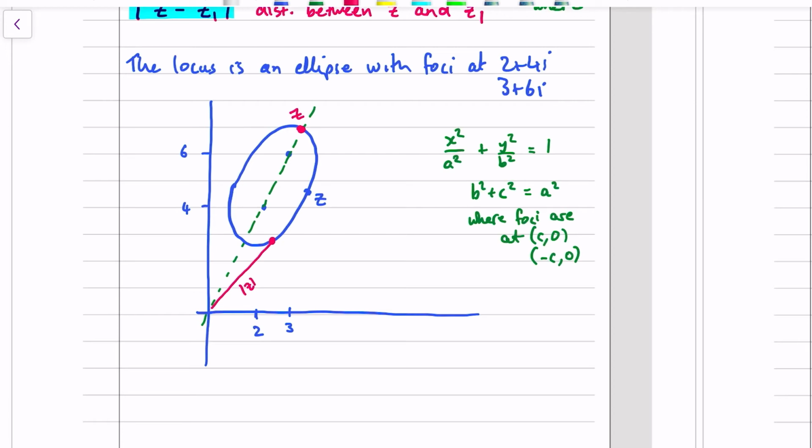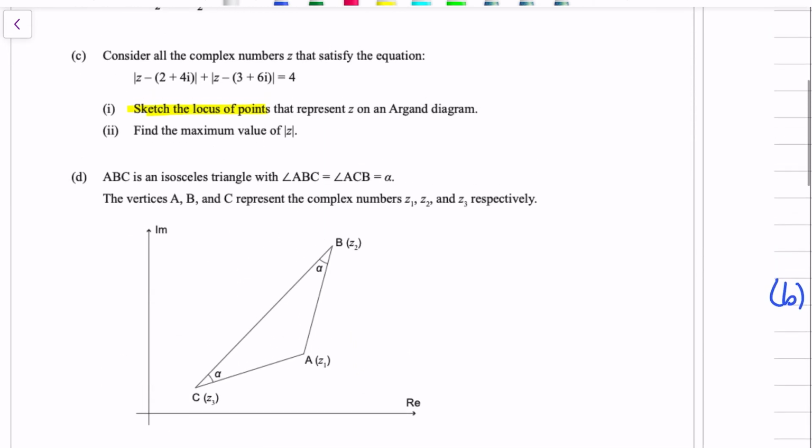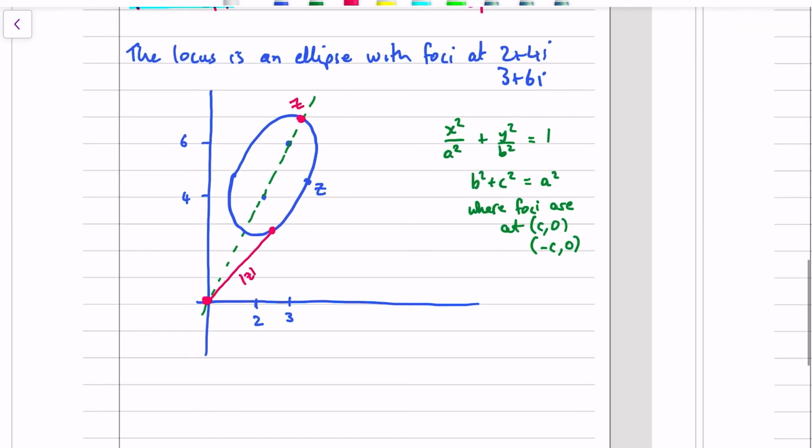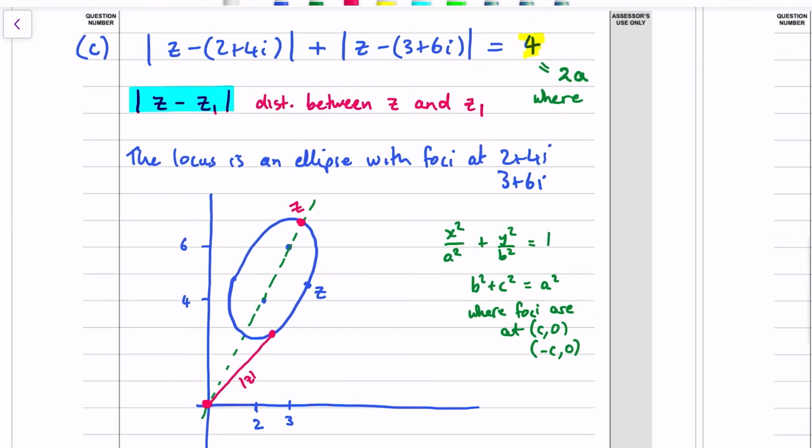And it just so happens, because this diameter is collinear with the origin, we just need to find the distance from the origin to that complex number. We don't need to find that complex number. It says find the maximum value of this modulus. Okay, so the diameter is equal to 2a, and we already know the center here is 2.5 in the x direction and it's 5 in the y direction.